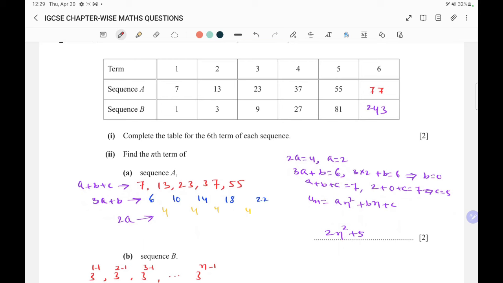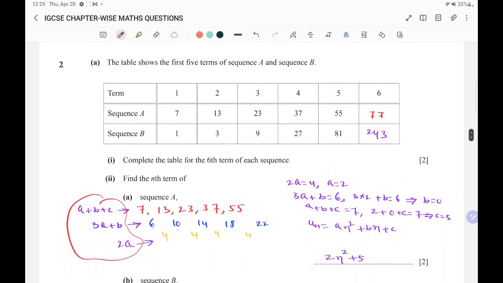What is happening between these two? Oh yeah. So the sequence is 7, 13, 23, 37, 55. So, difference. Just find the difference: 13 minus 7, which is 6, then 10, then 14, then 4, 4, 4. So the third step is the same, which means this is a quadratic sequence. First of all, we understood.